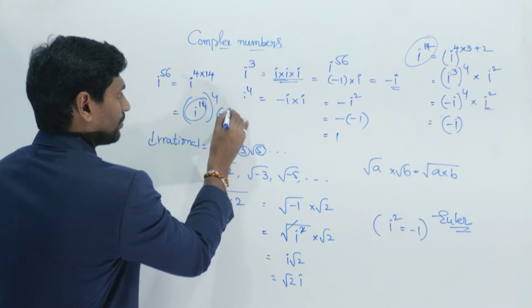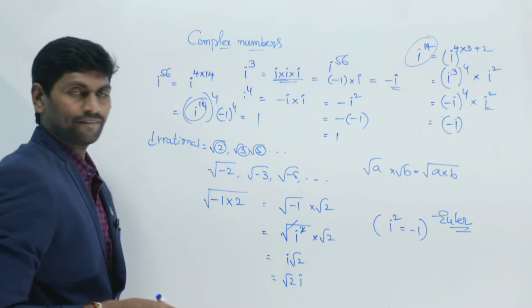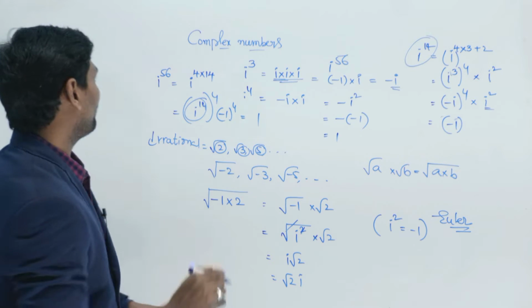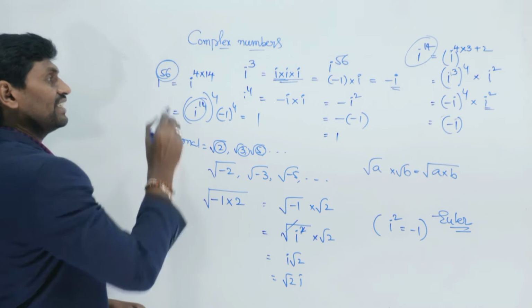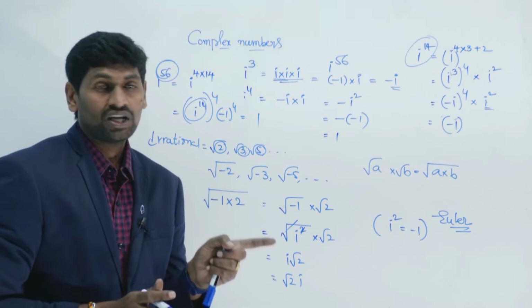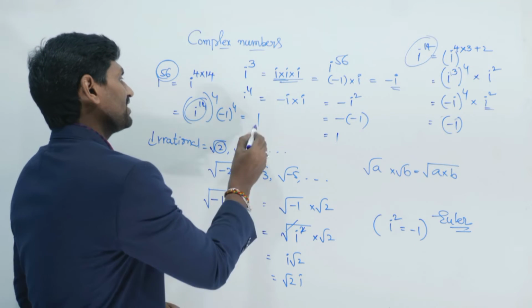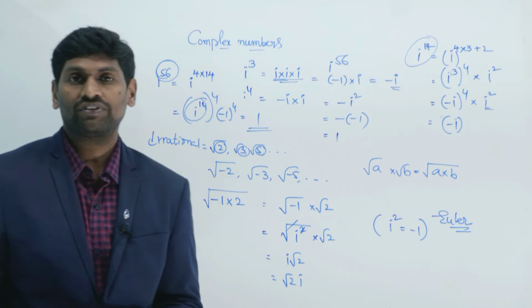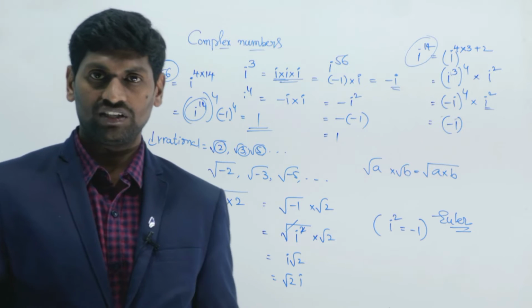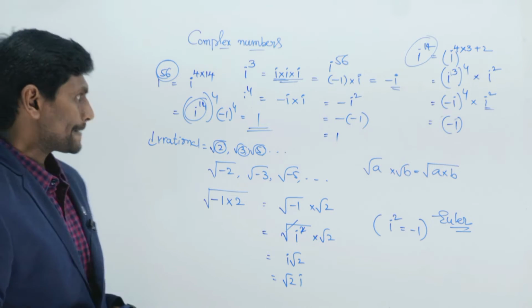Minus 1 whole to the power of 4 is nothing but 1. So simply, whenever you see i^56, 56 is a multiple of 4, we can simply write the i^56 value is 1. Okay? Check.